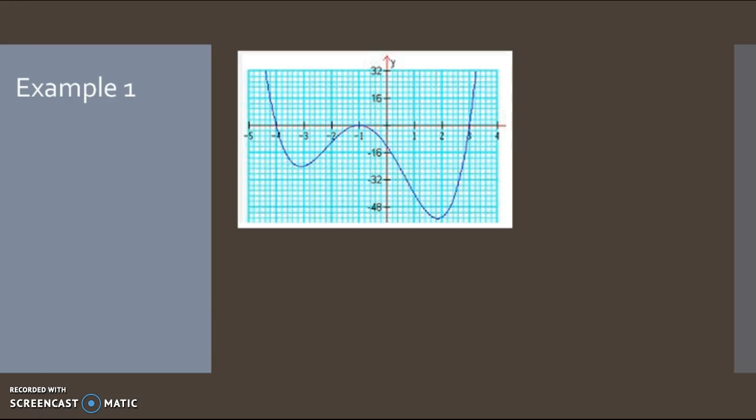So a couple of examples. For this first one, I just want to talk about those key features. The first one we can do is end behavior. This one I know is even because I'm going up both times. So I know that it's an even degree. And my end behavior, both are going up. So as x goes to negative infinity, y is going up. As x goes to positive infinity, y is still going up.